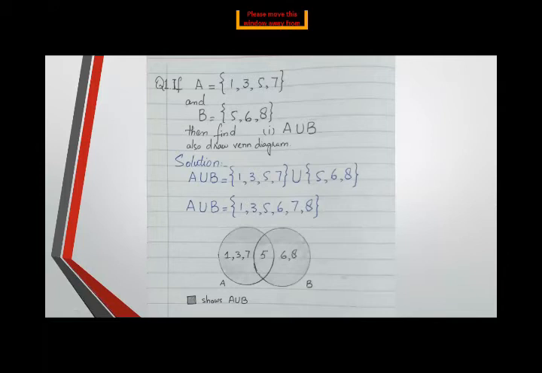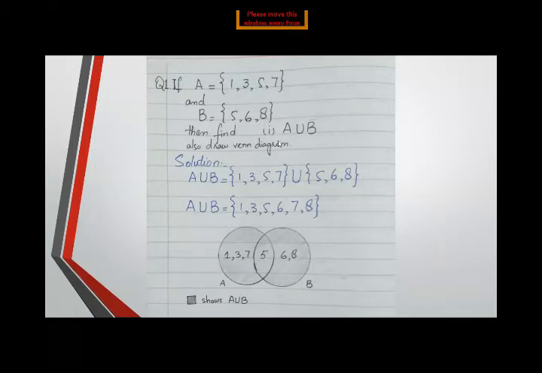Okay, now students, here we have some examples to explain in detail how we find the union and how we draw the Venn diagram for the union of two sets. Okay students, here as you see, we have question number 1. This question is not from your book. This is an example only for your understanding. If we have a set A equal to 1, 3, 5 and 7, and we have a set B equal to 5, 6 and 8.